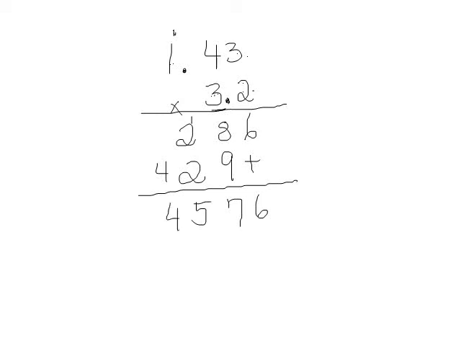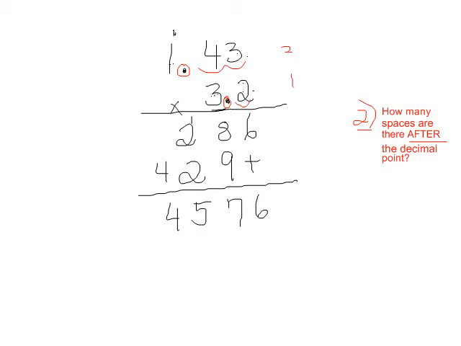Now, step number 2 says, I should clarify that step number 2 doesn't really say, it's more like asks, right? How many spaces are there after the decimal point? Let's go back to our factors. In this case, after the decimal point, we find 2 spaces. So go ahead and write the 2. And in the next factor, we find that there's only 1 space after the decimal point.